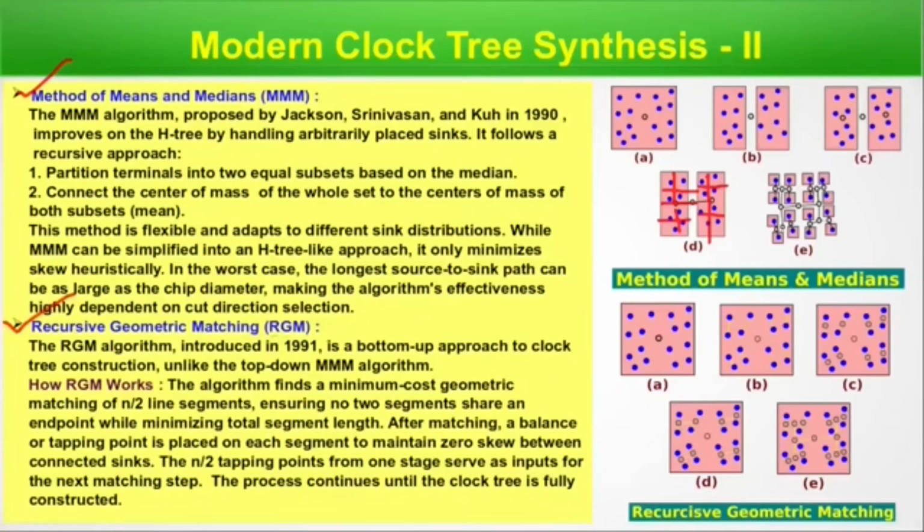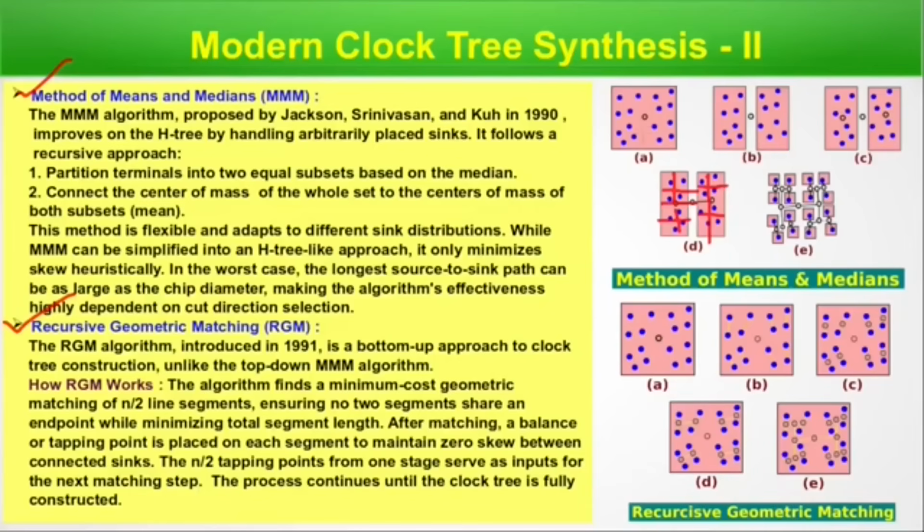Now recursive geometric matching or RGM. The RGM algorithm introduced in 1991 is a bottom-up approach to clock tree construction, unlike the top-down MMM algorithm. How RGM works: the algorithm finds a minimum cost geometric matching of n/2 line segments, ensuring no 2 segments share an endpoint while minimizing total segment length. After matching, a balance or tapping point is placed on each segment to maintain zero skew between connected sinks. The n/2 tapping points from one stage serve as input for the next matching step. The process continues until the clock tree is fully constructed.